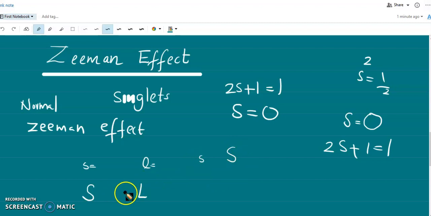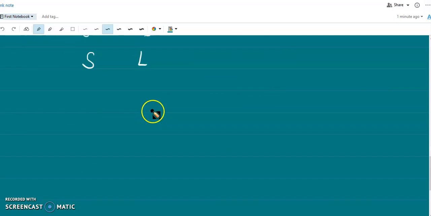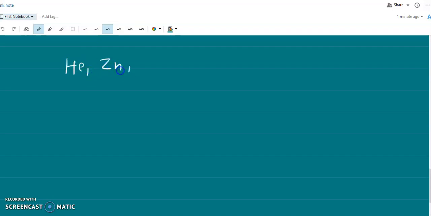But for more than 1 electron we have to use capital letters. So for more than 1 electron atoms, capital S can be 0, and therefore the multiplicity 2s plus 1 can be 1. Such states are called singlets. So the normal Zeeman effect is found in the case of singlets. For example, helium, zinc, cadmium, mercury, etc. show the normal Zeeman effect.